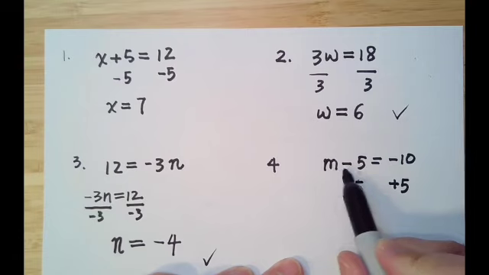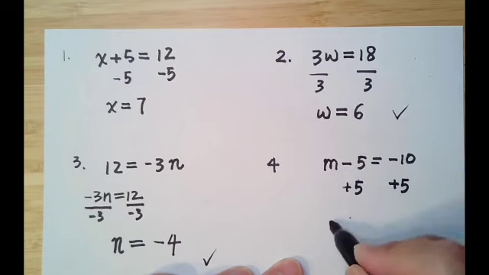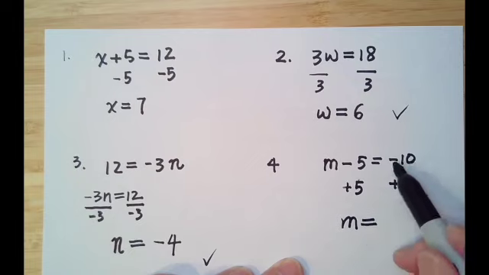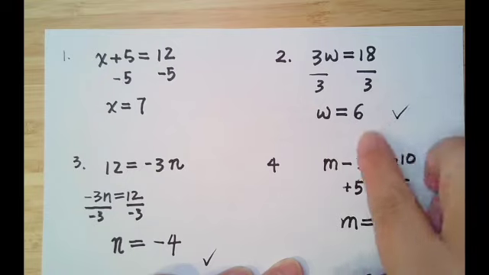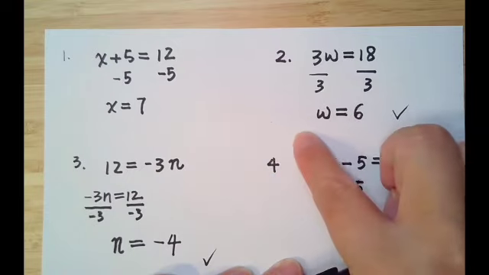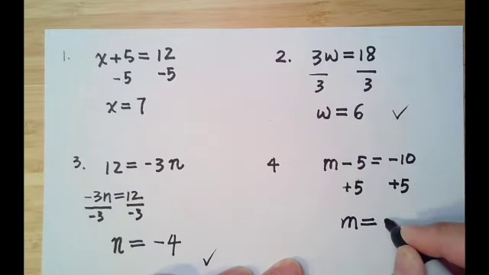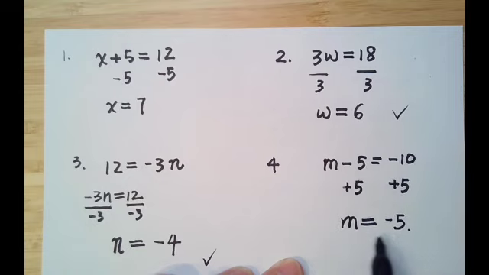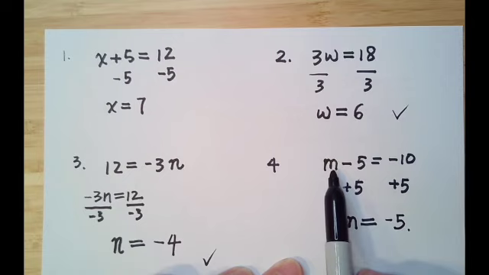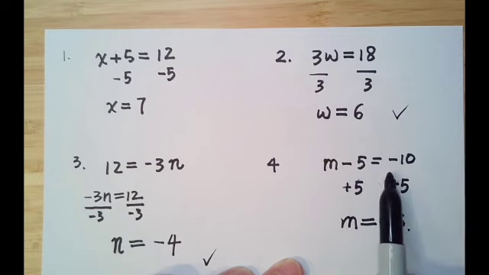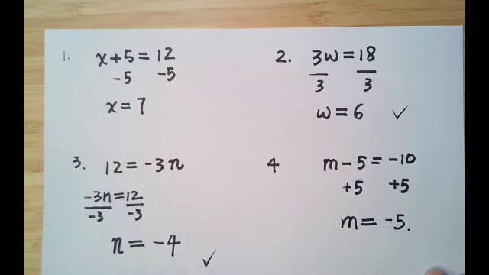Then m minus 5 plus 5, that's m. And on the right side, negative 10 plus 5. If you go on the number line, you go to the left by 10 and go to the right by 5, you're going to stop at negative 5. Okay, so m equals negative 5. Check: negative 5 minus 5 equals negative 10. We're good. We know how to solve for that equation, right?